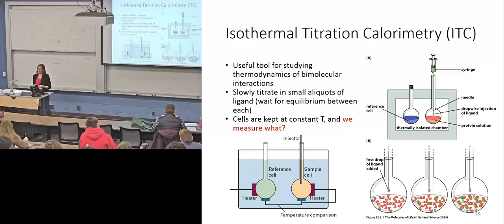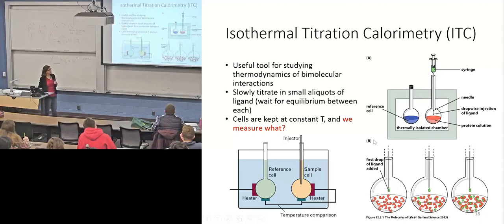There are two types of calorimetry we'll talk about: isothermal titration calorimetry and differential scanning calorimetry. Both of them will be introduced today in an intro-light flavor, and then in chapters 10 and 12, respectively, we'll do them in much more detail. Okay? So ITC is a useful tool for studying the thermodynamics of biomolecular interactions.